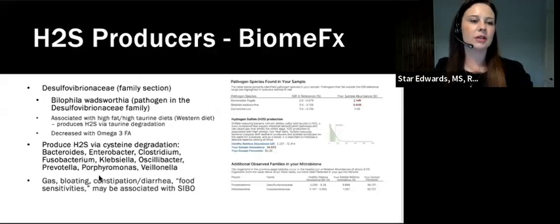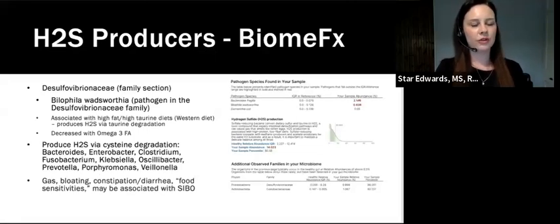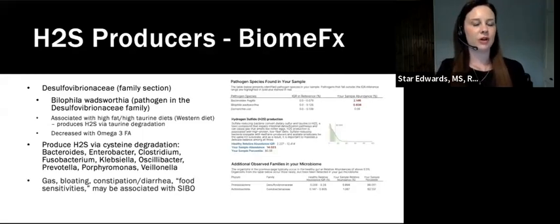It causes gas, bloating, constipation, and diarrhea. So if you have a patient that has Desulfovibrio, Bilophila wadsworthia, increased hydrogen sulfide production, then most likely they're going to have some of these symptoms, and we find it quite often. You may also find patients that think that they are sensitive to everything, but they haven't been able to figure out which foods are causing the sensitivities.